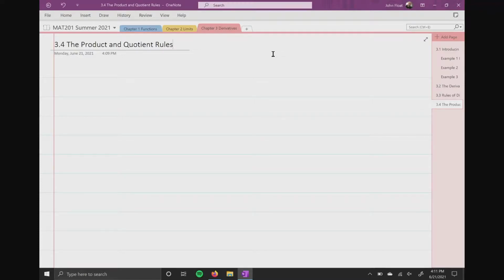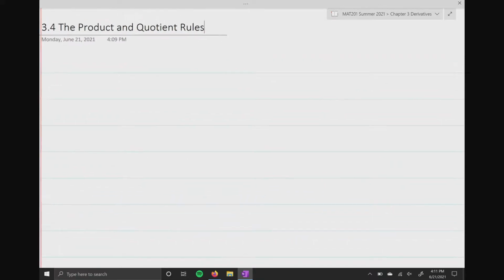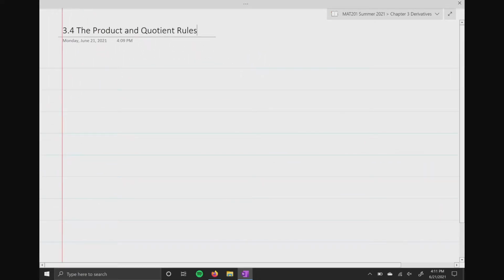All right, so for the next video here, we're going to talk about section 3.4, which is going to be the product and quotient rules. Now, these rules allow us to take two functions, f and g, and find derivatives. If they're being multiplied, use a product rule. If they're being divided, use the quotient rule. So let's start off here with the first rule, which is going to be our product rule.